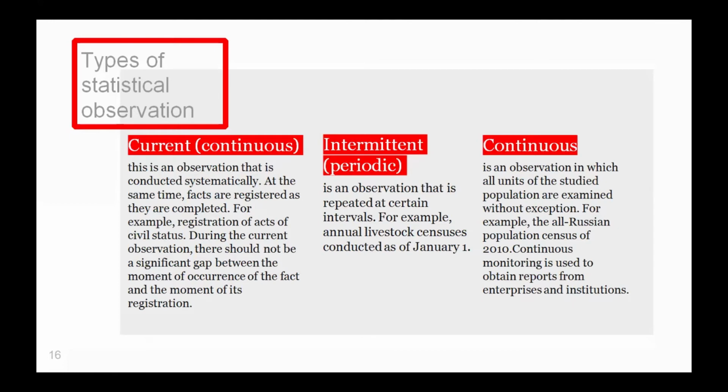Intermittent, periodic, is an observation that is repeated at certain intervals. For example, annual livestock censuses conducted as of January 1. Continuous is an observation in which all units of the study population are examined without exception. For example, the all-Russian population census of 2010. Continuous monitoring is used to obtain reports from enterprises and institutions.